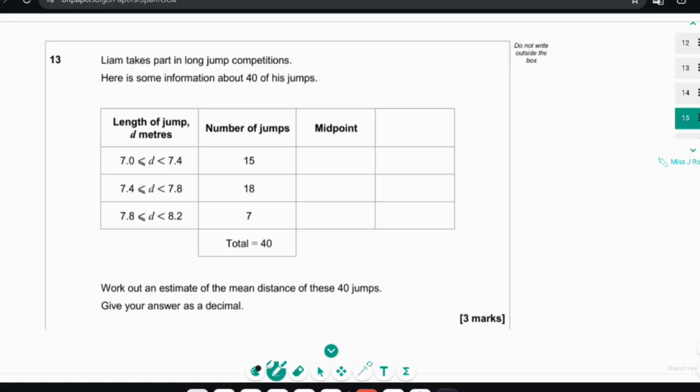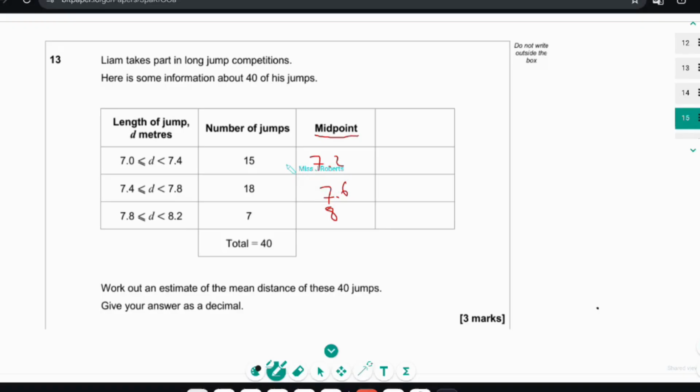Liam takes part in long jump competitions. Here is some information about his 40 jumps. Work out an estimate for the mean. They've even told us we need to find the midpoint here. Midpoint between 7 and 7.4 is 7.2. Here it would be 7.6 and here it would be 8. So we're assuming all these 15 jumps have a length of 7.2.